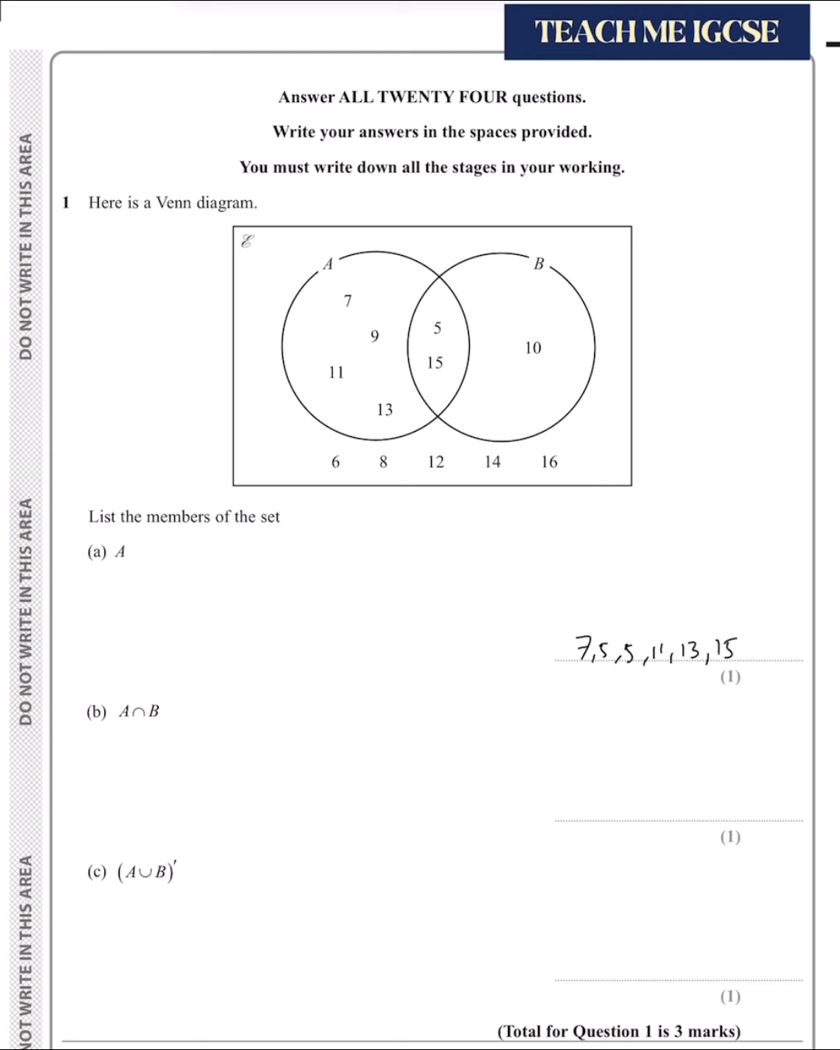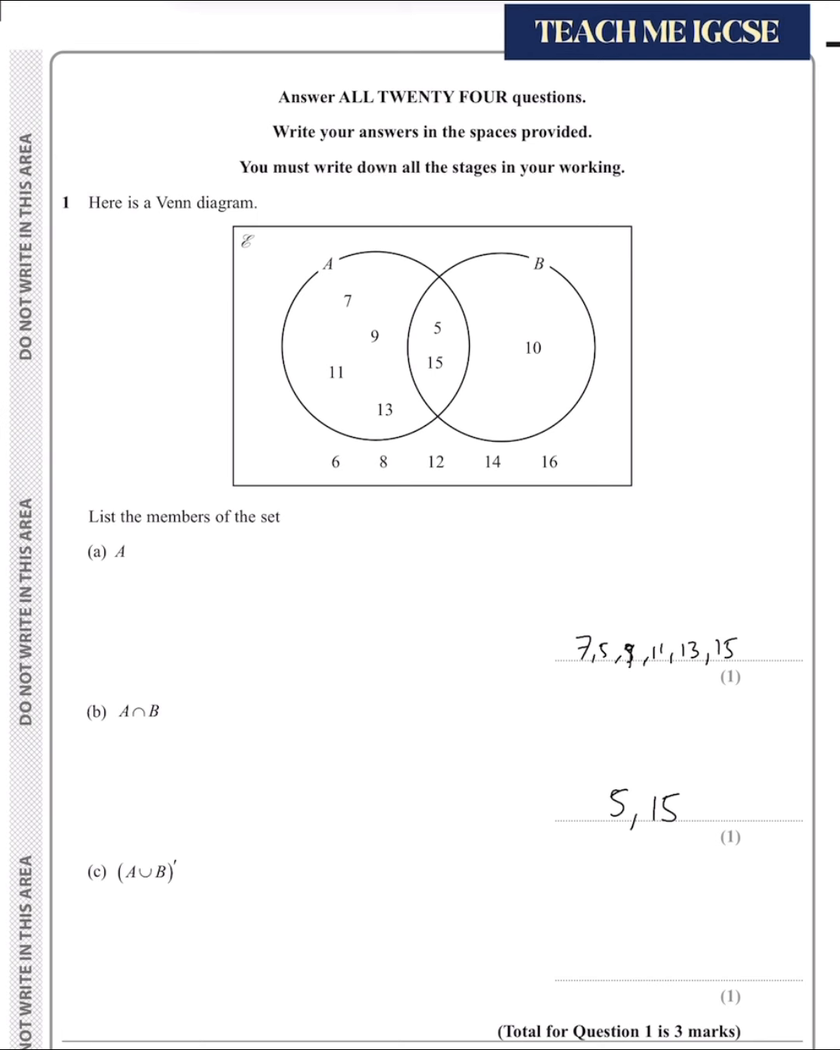For B, we're looking at A intersect B. So we look at the intersection point between A and B, which only has two values, which are 5 and 15. And for C, it's A union B, but the complement of that.